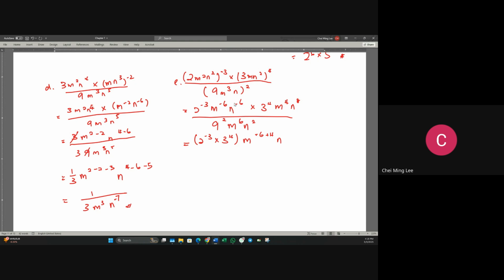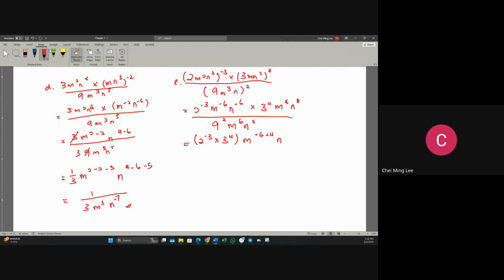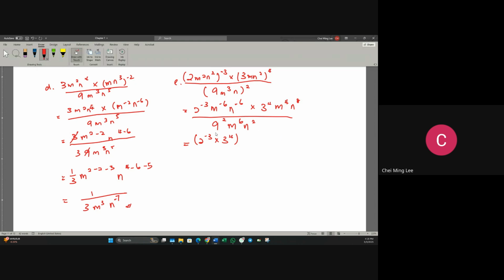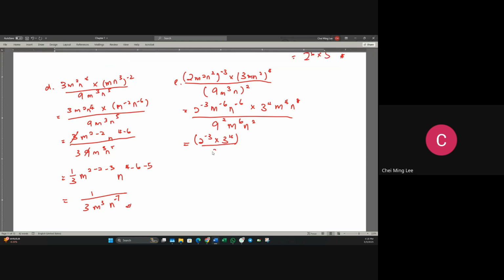N will be, oh no, I got it wrong. We can actually make it together. So this one is divided by 9 to the power of 2. Now then, m will be -6 plus 4 divided -6. Okay, then n can be -6 plus 8 minus 2.